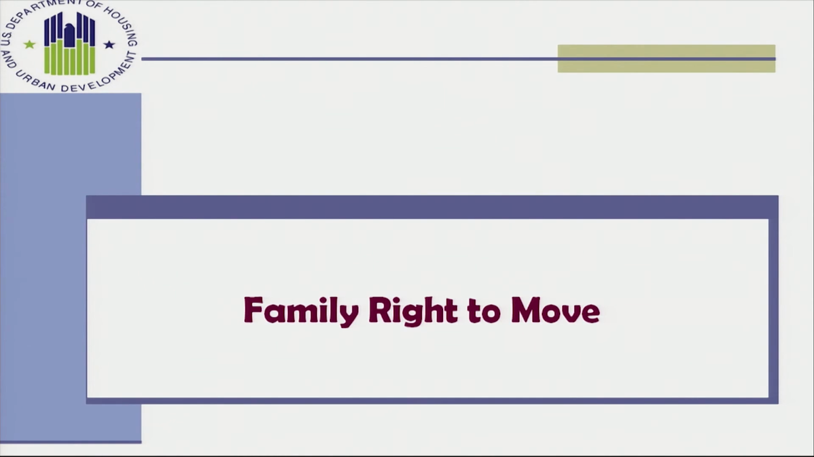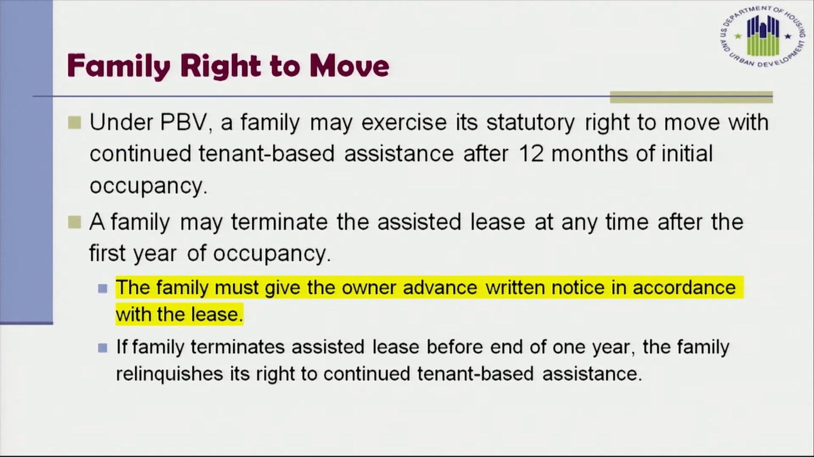Family right to move. Under PBV, a family may exercise its statutory right to move with continued tenant-based assistance after 12 months of the initial occupancy. A family may terminate the assisted lease at any time after the first year of occupancy. The family must give the owner advance written notice in accordance with the lease. If the family terminates the assisted lease before the end of 1 year, the family relinquishes its right to continued tenant-based assistance.